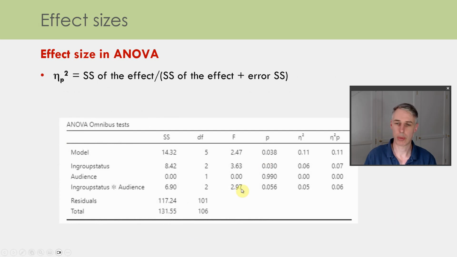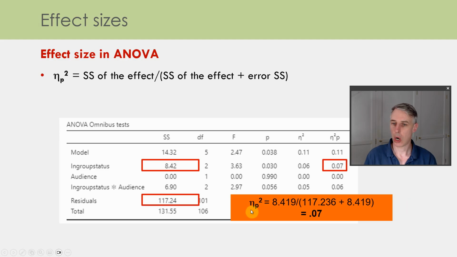Okay, here's our output table. The partial eta squared is the sums of squares of the effect, 8.42, divided by the sums of squares of the effect, 8.42, plus the error, in this case in Jamovi language, the residual sums of squares. Okay, so we calculate that and we get 0.07. So that's where the partial eta squared comes from. Okay, it's simply this divided by this plus this.